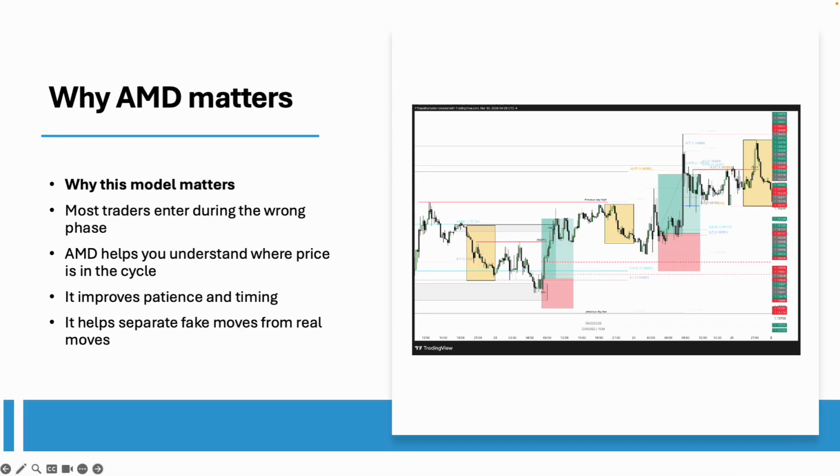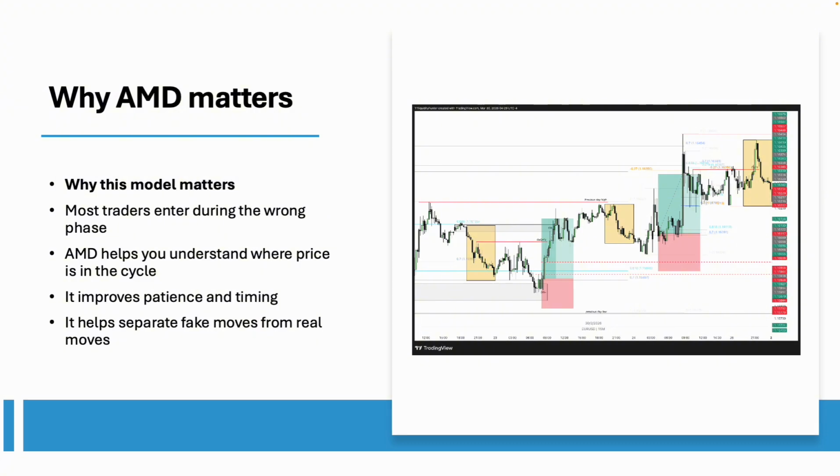Why does AMD matter? Most traders enter at the wrong time. And why I'm saying this is, if you're bullish for the day and you're a great trader, you're looking for buys, but if you don't understand the AMD model, most times you will just get stopped out before price moves to your TP. So you have to know in what phase you are. If you're in the accumulation phase and you're buying, and you know price will go up, it will first take your SL out and manipulate down before going to the buy side. And that's where most traders get it wrong.